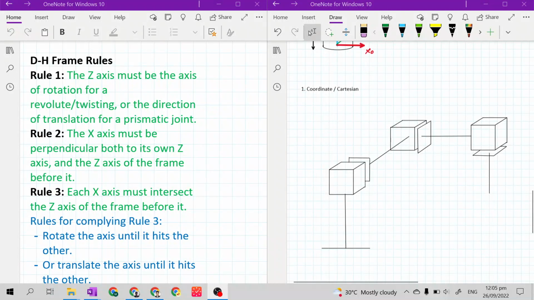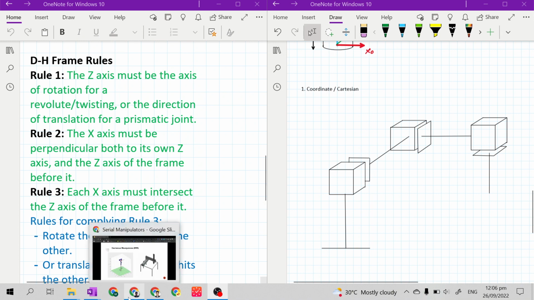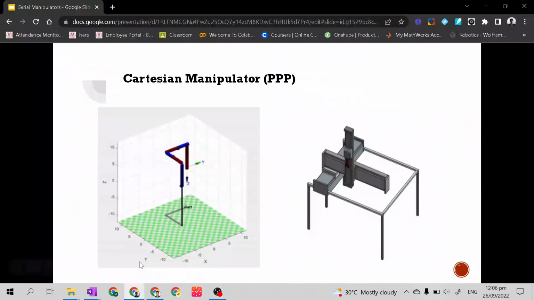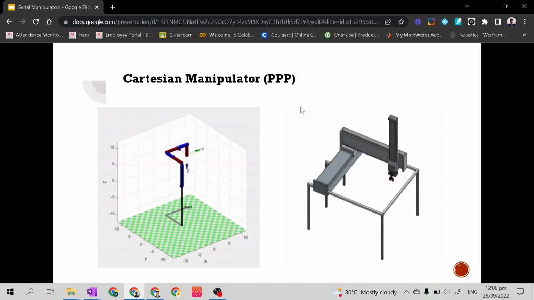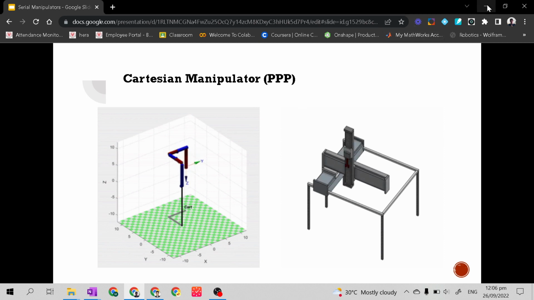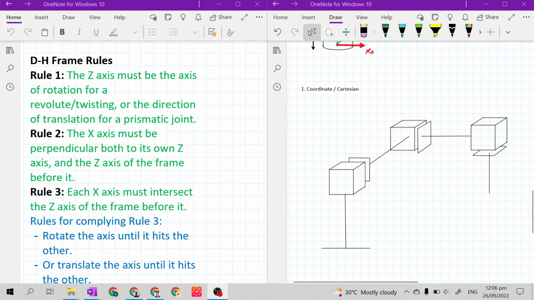Good day, class. Okay, for the last mechanical manipulator that we will construct, its kinematic diagram. So this is a Cartesian or coordinate manipulator with configurations of PPP, or prismatic. Okay. So this is also a 3 degrees of freedom mechanical manipulator. Okay, so let's start.